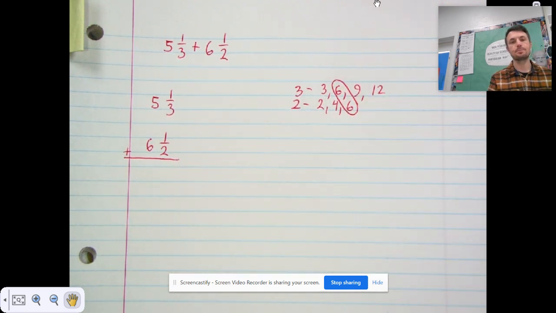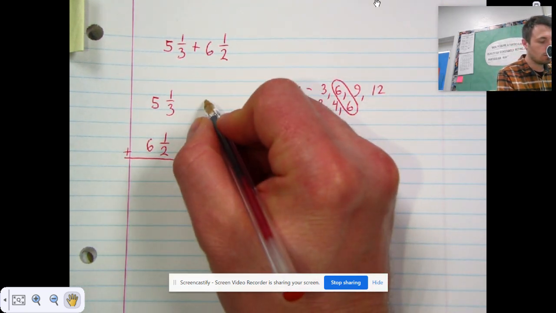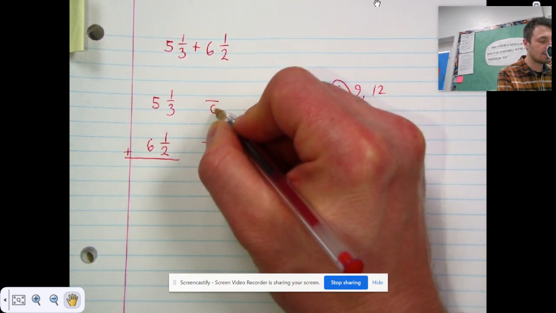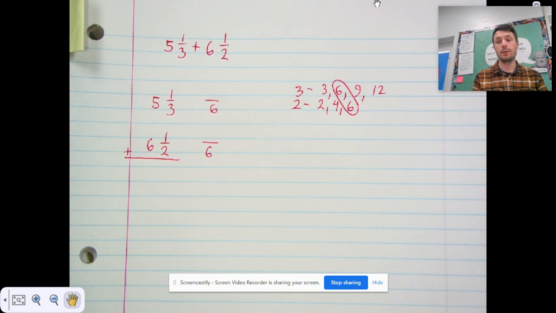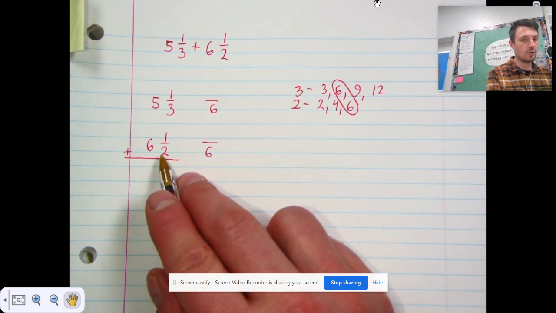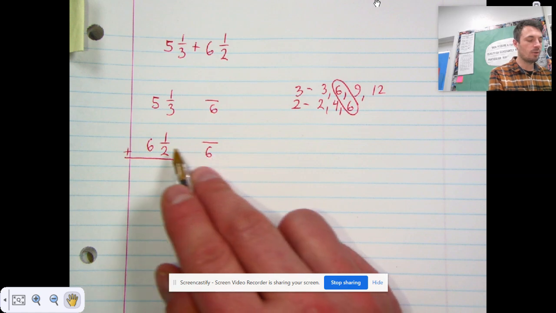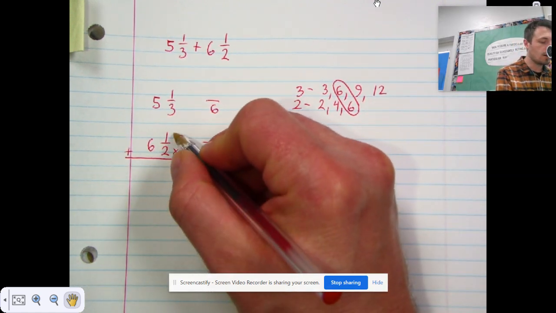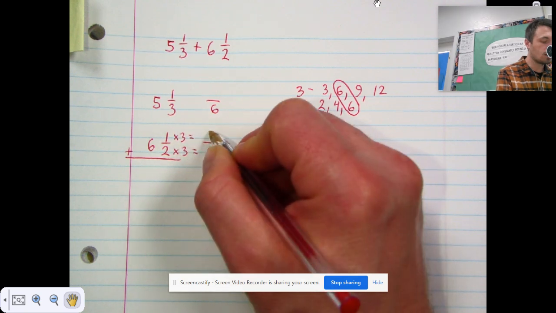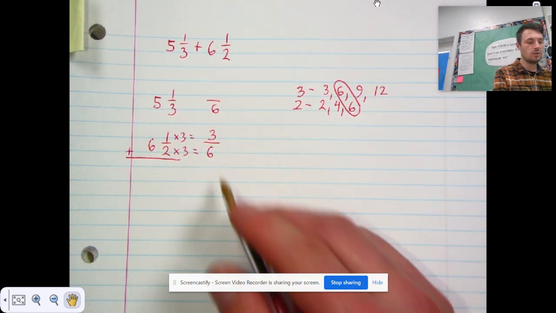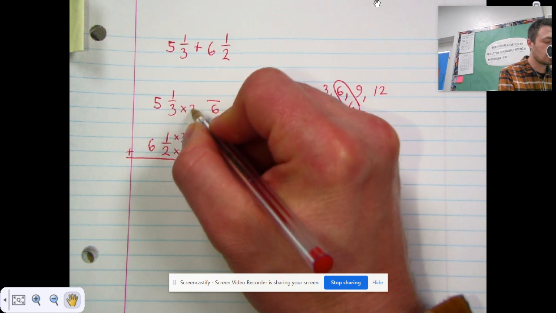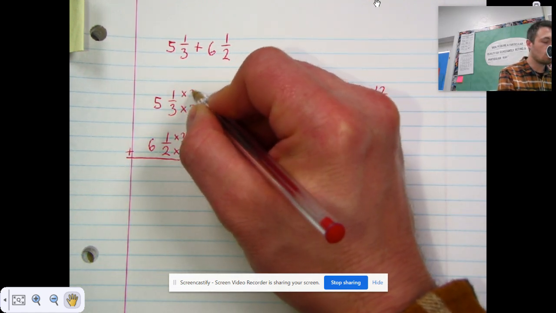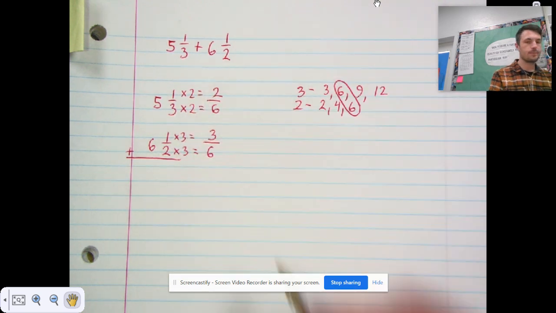It's 6. So now I'm going to make two new fractions off to the right of these two fractions, but they're both going to have 6 as their denominator. And I'm going to multiply from my old denominator to my new denominator. 2 times 3 is 6, and then whatever I do to the bottom, I do to the top. 1 times 3 is 3. And I do the same thing here. 3 times 2 is 6, and then whatever I do to the bottom, I do to the top. 1 times 2 is 2.